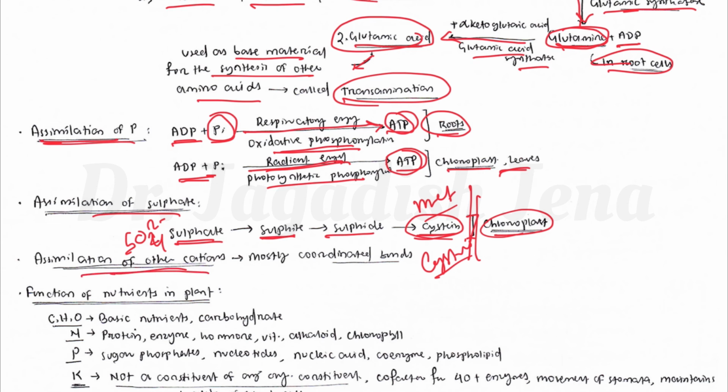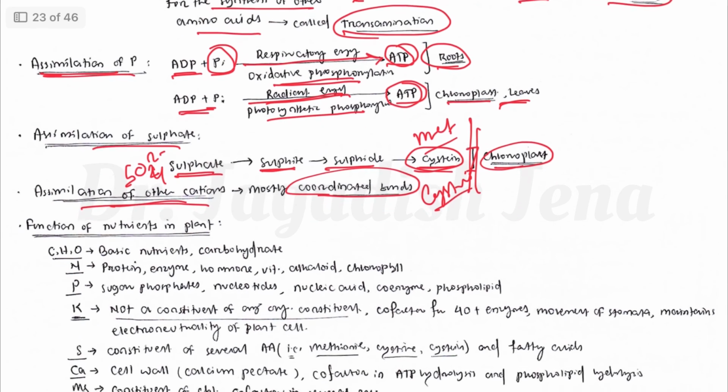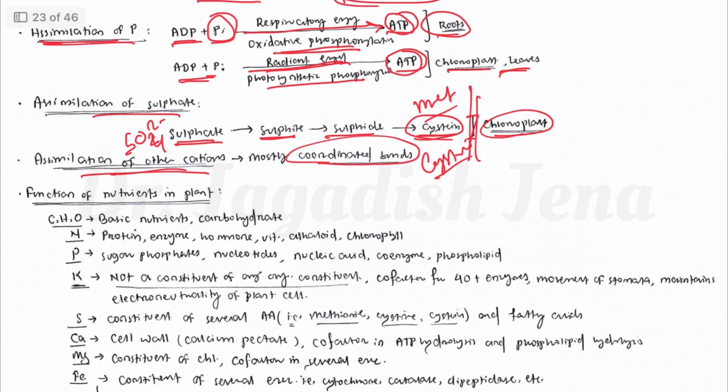Assimilation of other cations: mostly in a coordinated bond, they form chelate form, and they are absorbed and translocated in the plant system, and they are assimilated as different enzyme cofactors as well as plant biomolecules.